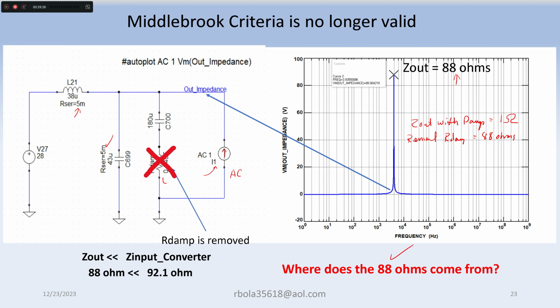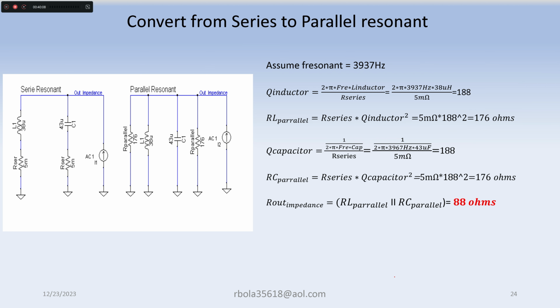And of course, this shows that the Middlebrook is not satisfied. So you're going to see, or at least I've shown, that it oscillates, or at least rings. So now, question is, where does the 88 ohms come from? So let's see if we can do some transformation.